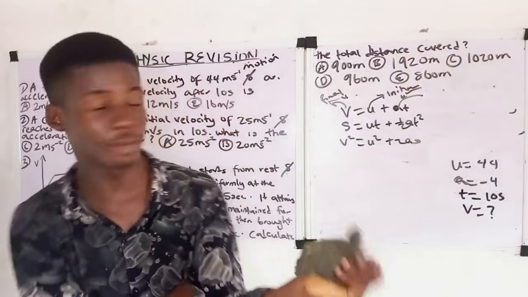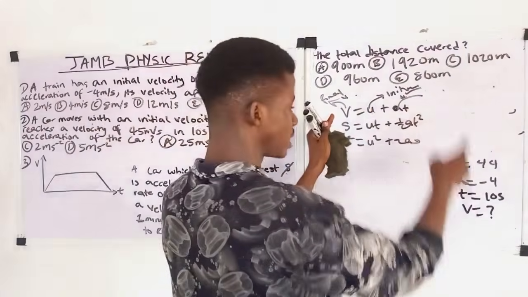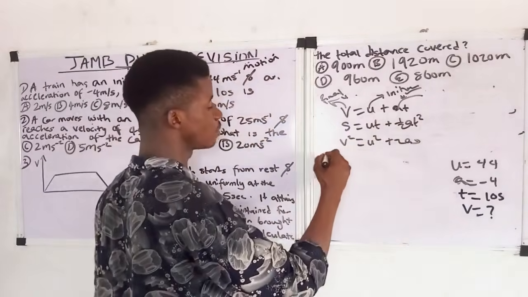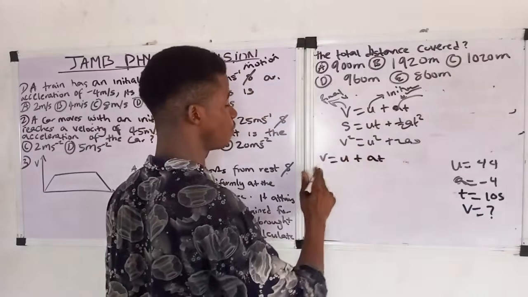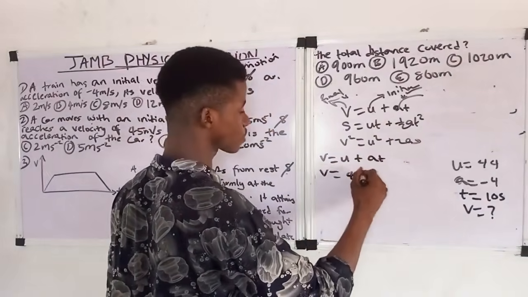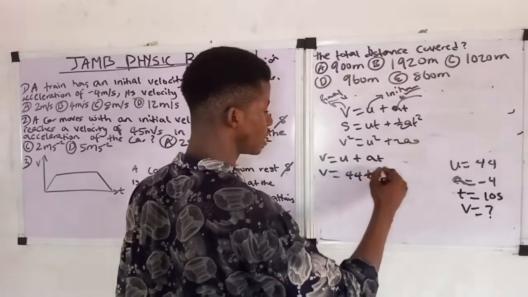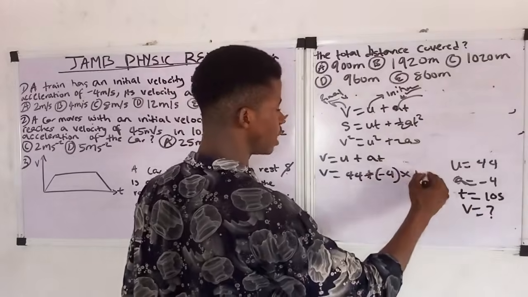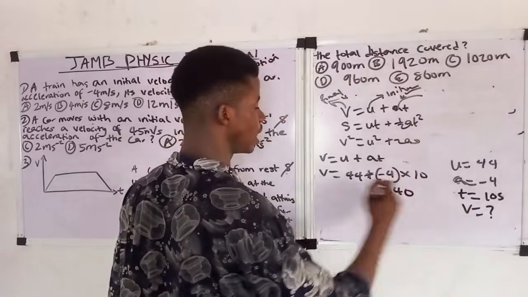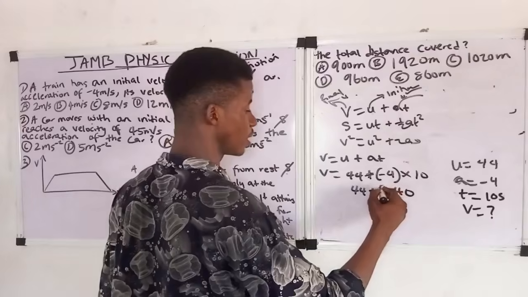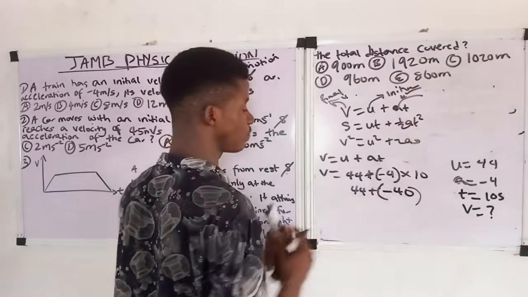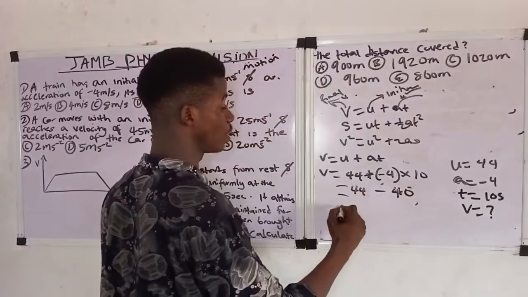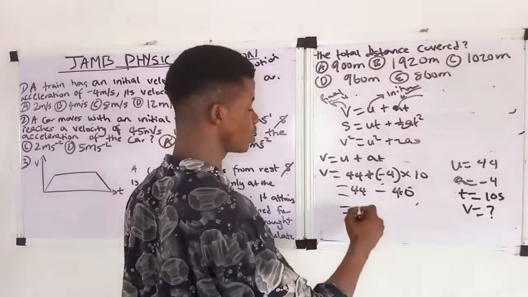Which formula are we going to use? We're going to use the very first formula, because it has final velocity, time, acceleration, and initial velocity. So we're looking for v. v equals u plus at. u is 44, plus a is minus 4, times time, which is 10. Minus 4 times 10 gives us minus 40. Then 44, plus times minus will give us minus, so 44 minus 40 gives us 4.